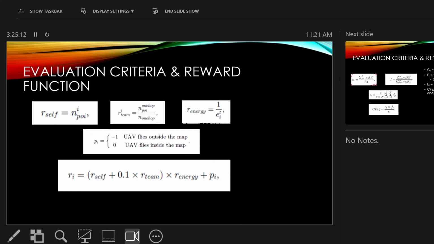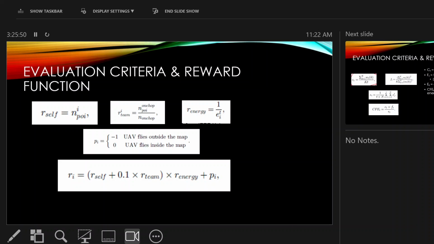Here's the evaluation criteria and reward function. The reward for the agent itself is pretty straightforward: the number of points it's covering. Its one hop adjacency is, again, kind of the average of how many are in one hop. And also, since these are not permanently powered and are running on a battery, energy plays into it. If the agents go off the map, a negative reward is added to it. Otherwise, it's just all of these. And here's the whole wrap up.